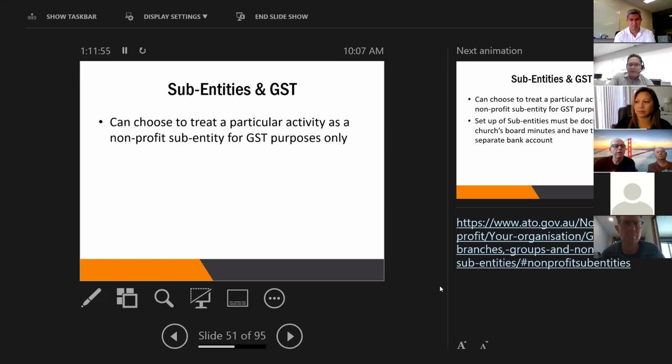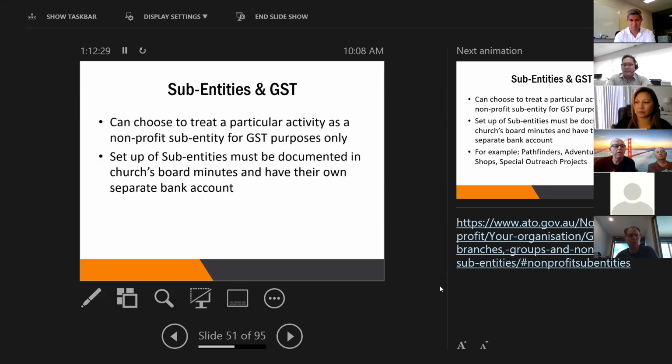Now, let's talk about what happens when you have sub-entities. What sort of things do we need to consider for GST when we have sub-entities? Sub-entities are, for example, Adventurer clubs, Pathfinder clubs, all those. You can choose to treat a particular activity as a non-profit sub-entity for GST purposes only. Setup of sub-entities must be documented in the church's board minutes and have their own separate bank account.